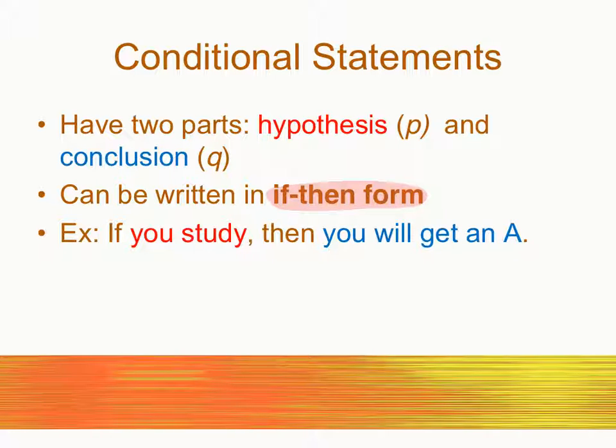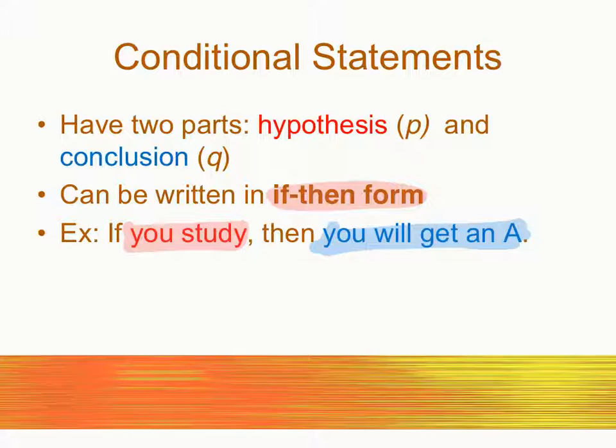For example, if you study, then you will get an A. Where you study is the hypothesis and you will get an A is the conclusion. Now notice the hypothesis actually doesn't include the word if. It's what follows if. And the conclusion doesn't include the word then. It's what follows then. So if I gave you this statement and I asked you to identify the hypothesis, it's you study. And the conclusion is you will get an A. So it doesn't have the words if and then in it.